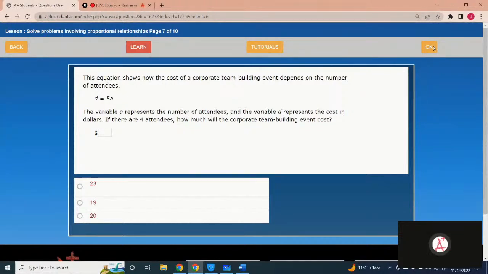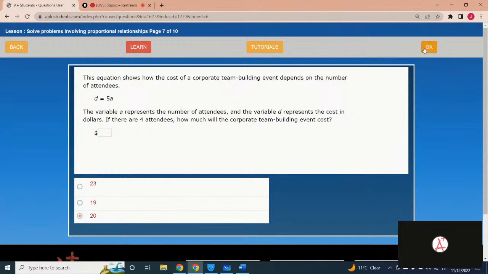D equals 5 times A. You have the value of A equals 4. So the answer is 5 times 4 is, yes, it is 20. That means if there are 4 attendees, then the team building event will cost $20.